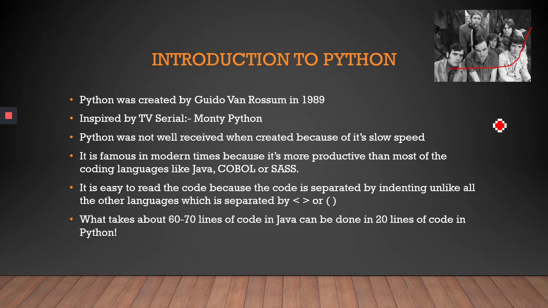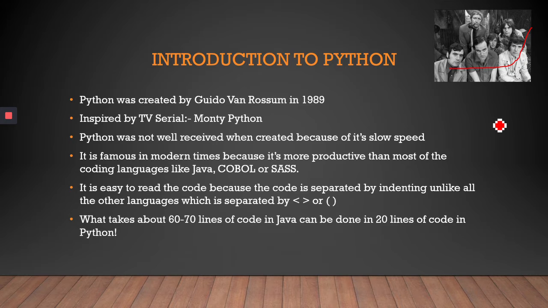like Java, COBOL, or SAS. So Java, COBOL, and SAS are coding languages. Now people are shifting to Python because it is more productive and easier to read. It is easier to read the code because the code is separated by indenting, unlike all the other languages, which are separated by the greater than, lesser than, or brackets.